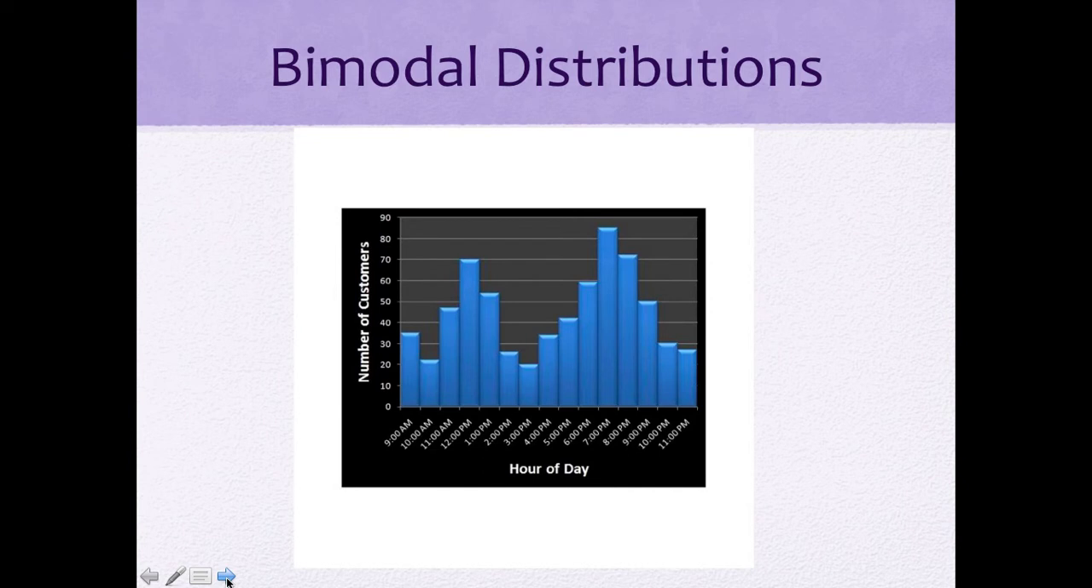Another kind of distribution would be a bimodal distribution. Knowing that mode means the most frequent, bimodal means 2 modes. So really you've got this situation where you have 2 peaks in your graph, 2 different modes. And if you look at this one, the modes are right at about 12 p.m. and 7 p.m. So this would be a bimodal distribution.